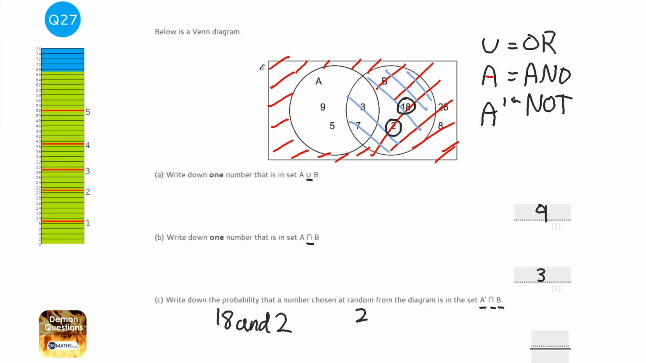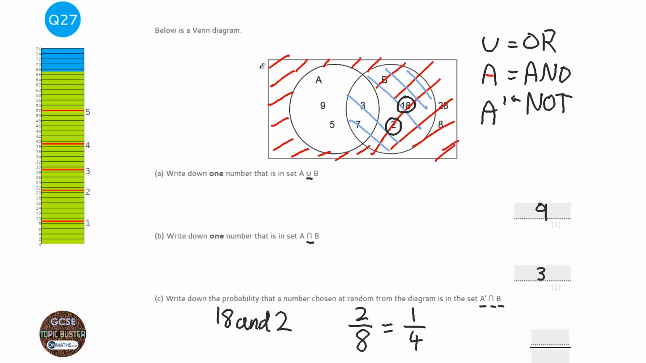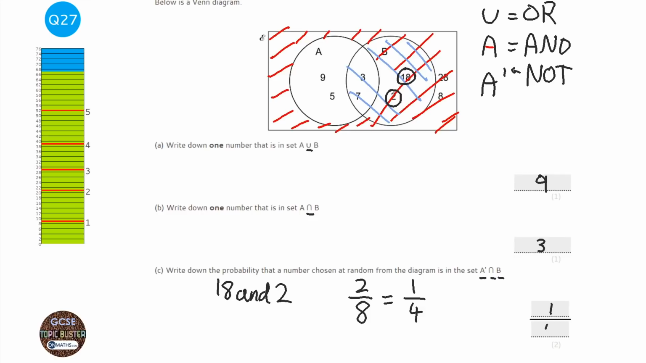So there are two numbers that fit that bill. So that will go at the top of our fraction. And there's 1, 2, 3, 4, 5, 6, 7, 8 in total. Now I can simplify that a little bit to make it a quarter. And so my answer to that will be 1 over 4, or a quarter.